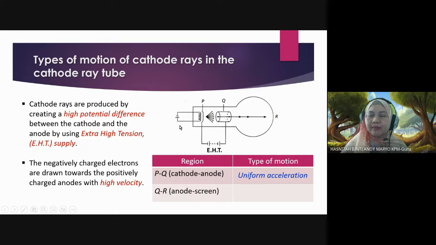They are moving in uniform acceleration. Uniform acceleration means the velocity is increasing uniformly. Then once they reach Q, from Q to R, what do you think happened to the motion? Here they will be assembled in one line. So now they are moving at uniform velocity, heading to the screen. So at PQ, the movement is uniform acceleration, and from Q to R, they are moving in uniform velocity.